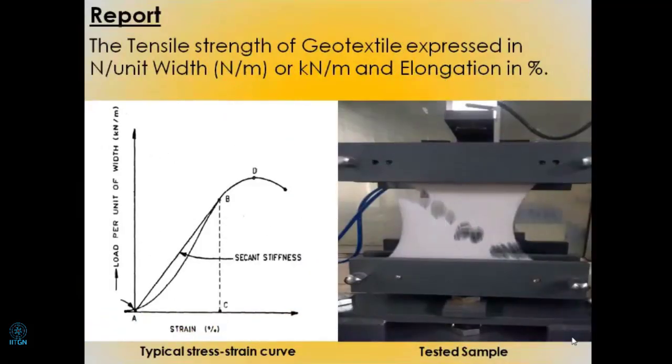This is a typical stress strain curve shown during the testing of the geotextile. This is on the right hand side. This is the actual sample failure, which has taken place diagonally.